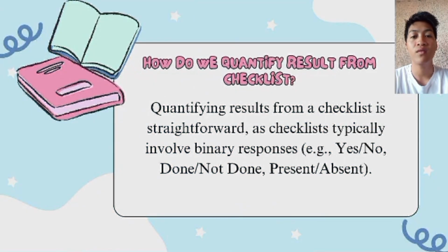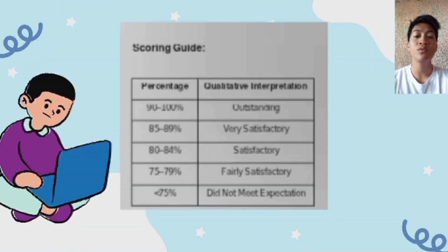How do we quantify results from checklists? Checklists are used for measuring things because they use binary responses. This means there are only two possible answers for every item, such as yes or no, done or not done, present or absent. How to turn checks into numbers? Since there are only two choices, you can easily count the results to get a final score. You can do this in three simple ways.